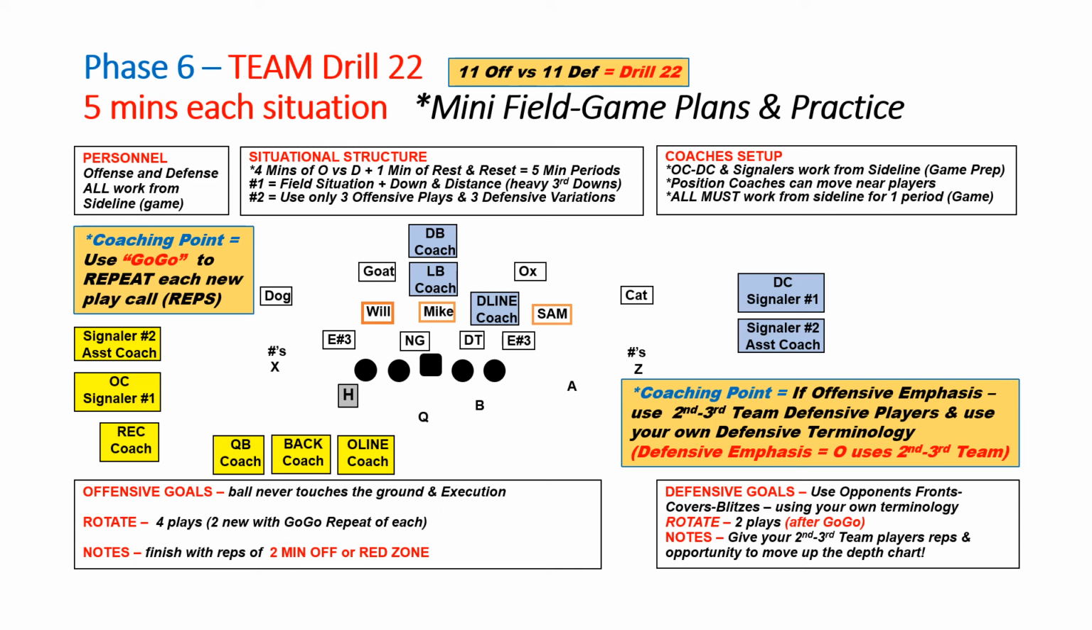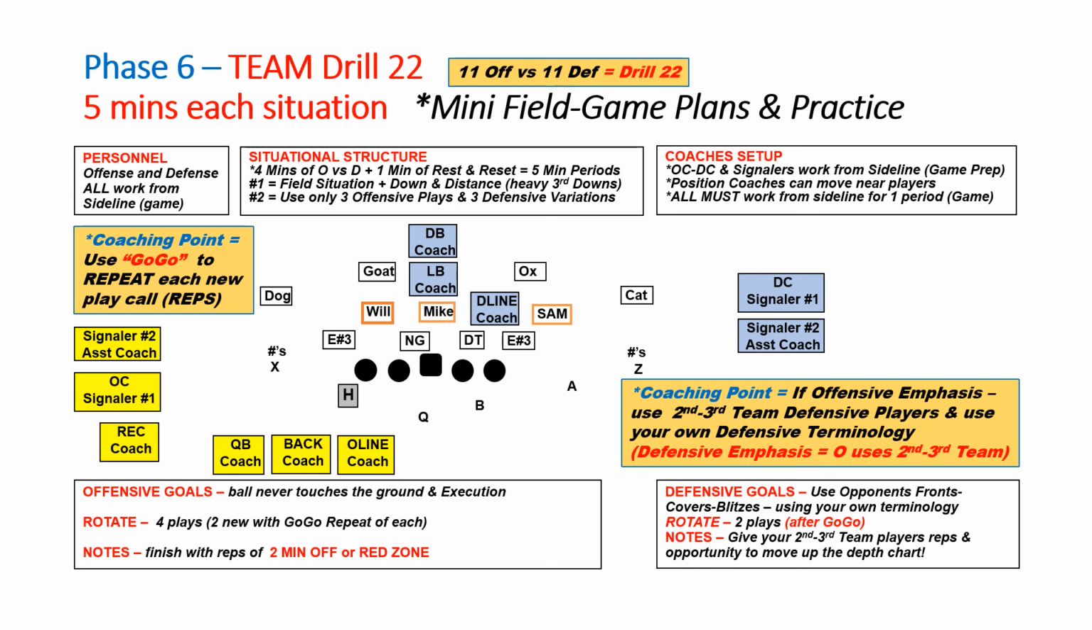We call this drill 22 because you got 11 on 11. And then you can see here the key point we're trying to emphasize though is coaches need to practice doing no huddle and communication from the sideline like a game. So you can see you've got your OC, and if you've got more than one signal caller, they need to coach from the sideline. The other coaches, offense and defense, can be messing around.